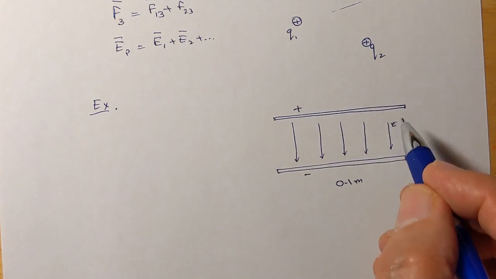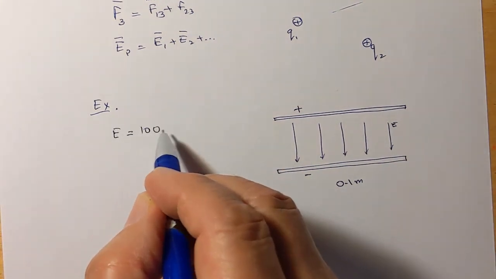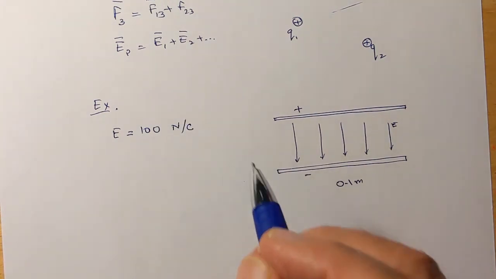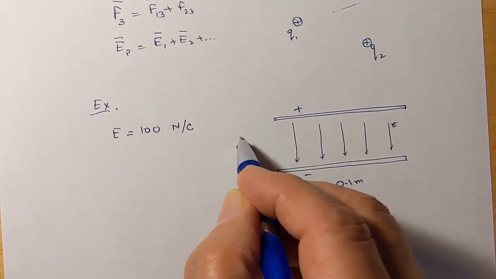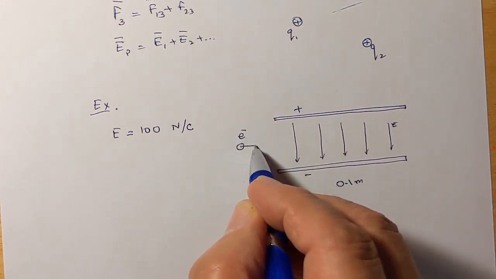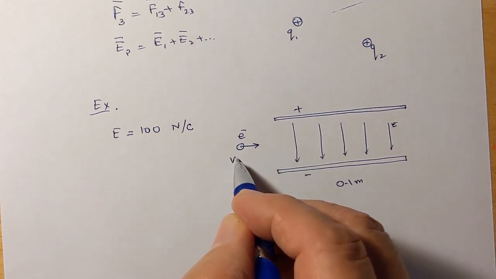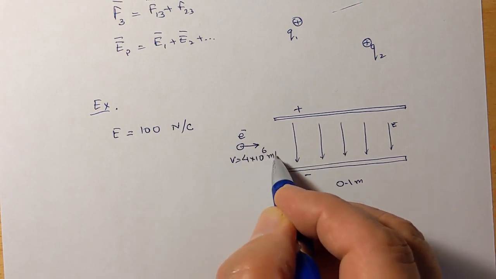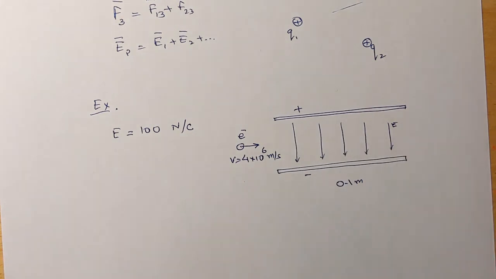This is E. So the electric field, we just take it as 100 newtons per coulomb, and we have an electron moving this way with a speed of 4 into 10 to the power 6 meters per second. So the electron comes into this electric field. So what happens to it?